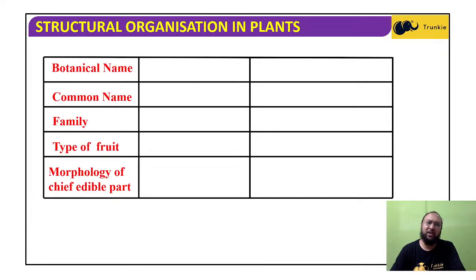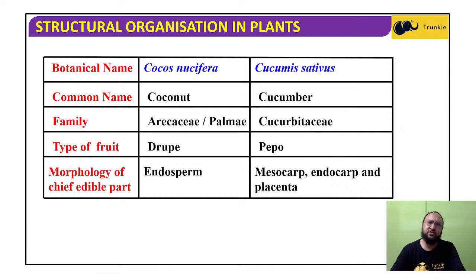Now the botanical name is Cocos nucifera, coconut. It belongs to the Arecaceae. Previously it was called Palmae, the new name is Arecaceae. In the case of Arecaceae, this is a drupe like mango, and the edible part is the endosperm. The white part is the endosperm.